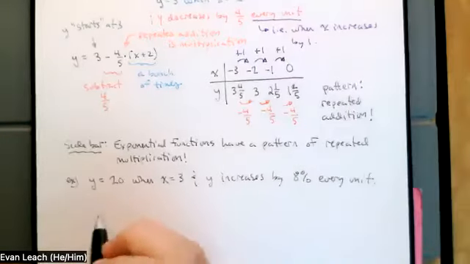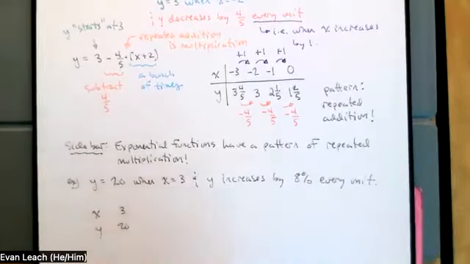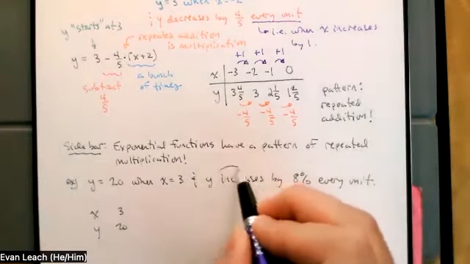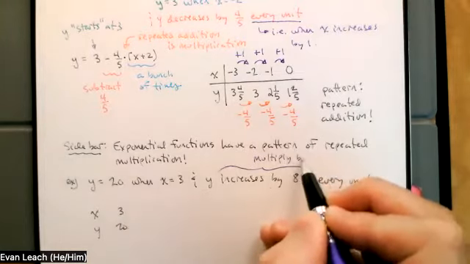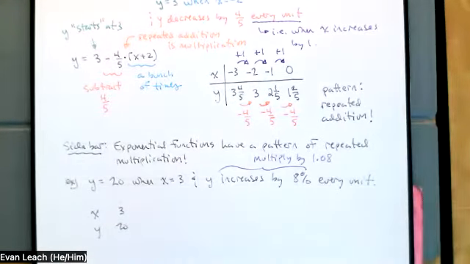So what's going on in this function? Y is 20 when x is equal to 3, and y increases by 8%. Now I've got to translate that into multiplication. When things increase by a percentage, you're increasing by multiplication. Increases by 8%, we can translate to multiply by 1.08. So we could translate this by saying y is 20 when x is equal to 3, and y is multiplied by 1.08 every unit.